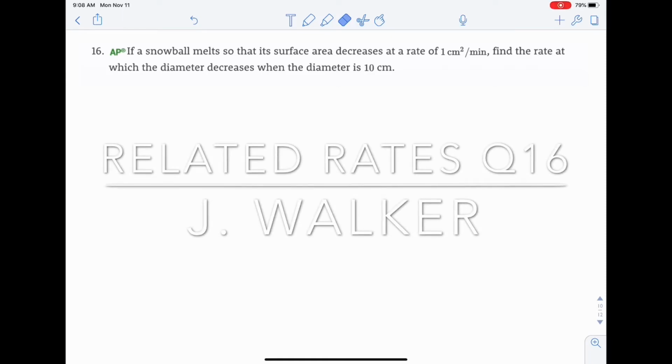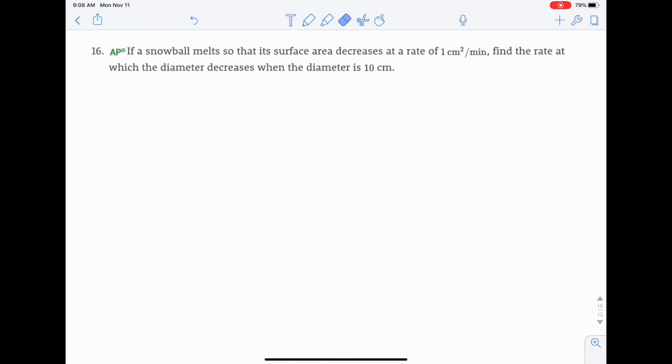Alright, so our question's asking: if a snowball melts so that its surface area decreases at a rate of 1 centimeter squared per minute, find the rate at which the diameter decreases when the diameter is 10 centimeters. Okay, so I'm going to draw a pretty terrible snowball here, probably.